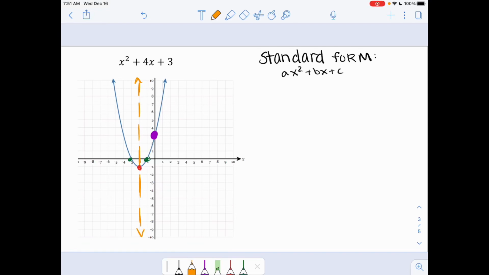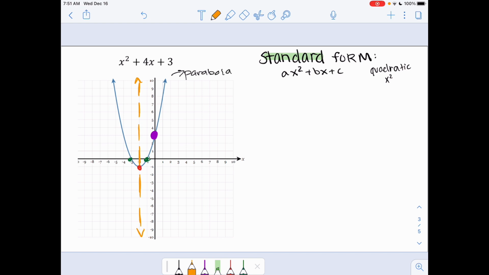Today we're going to learn all about the standard form of a quadratic equation. Something is considered a quadratic if it has x squared, x to the second power, in the equation. When we're looking at a graph of a quadratic, what we're looking at is called a parabola. That is the shape you see, a parabola.